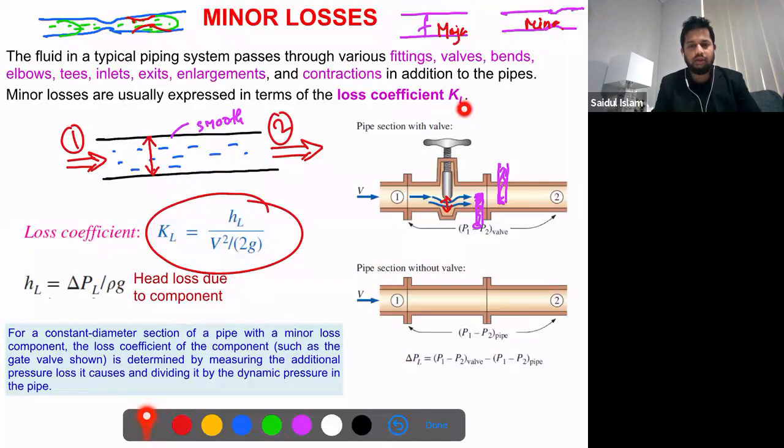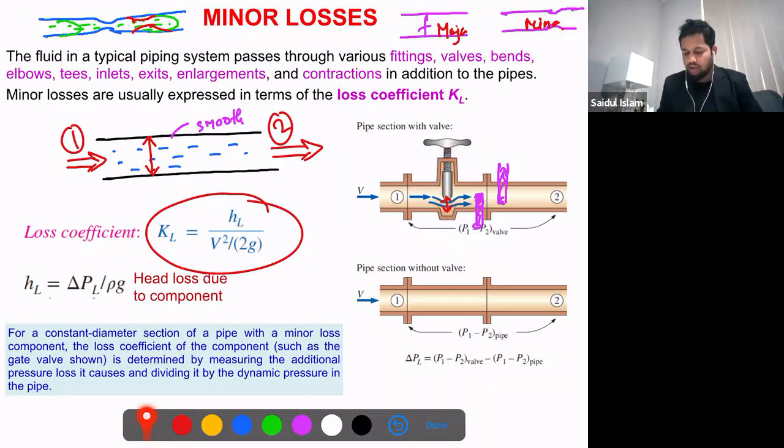This is called KL. And we say this KL is equal to h_ssel over V squared by 2g. This h_ssel, you already know, is the head loss. This head loss is the additional head loss. Let's say we put this valve. So due to this valve, we will have some head loss. This h_ssel is the head loss due to the insert of the valve.